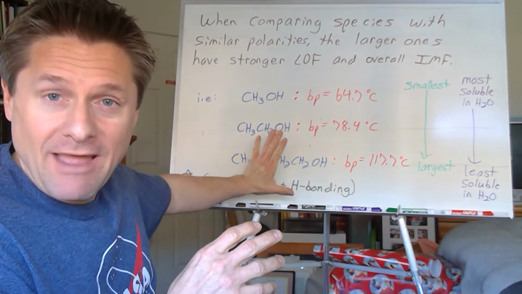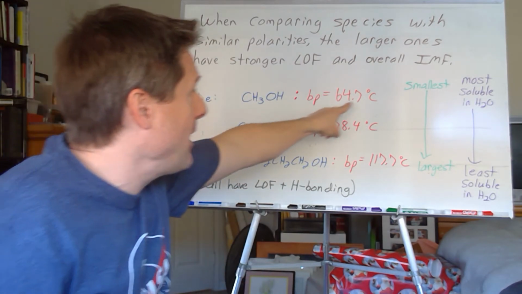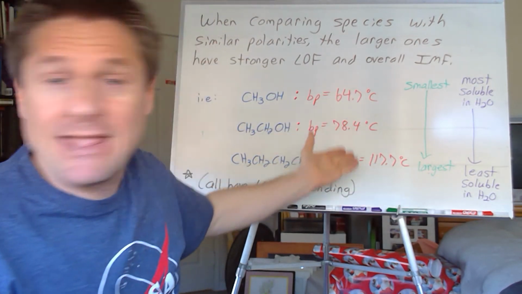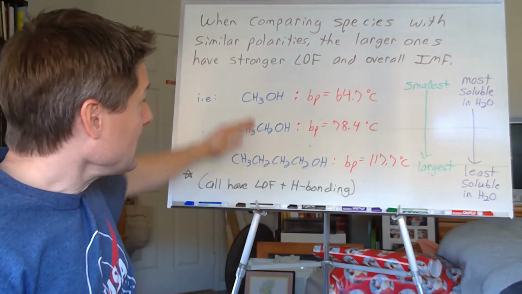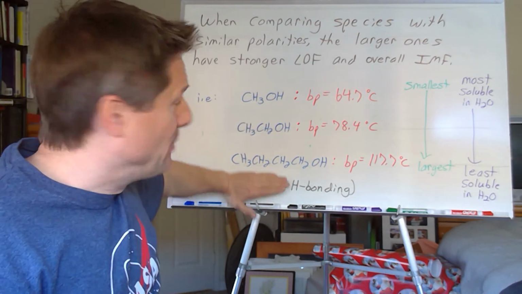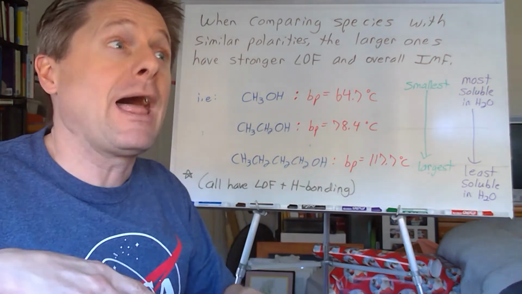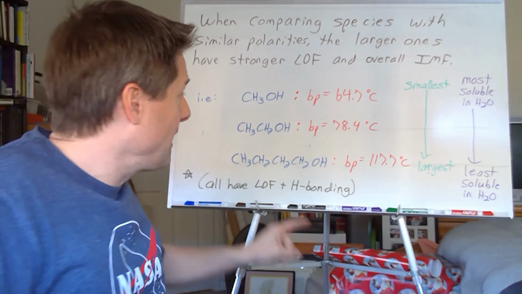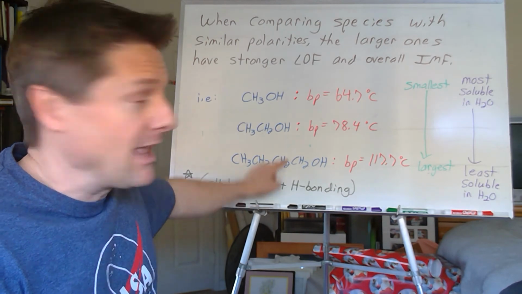Now that we took out that factor, we have to look at the size. Obviously they get bigger going down. So CH3OH is the smallest and the butanol is the largest. You don't even have to calculate molar masses to do that one. You just have more carbon atoms. So as it gets bigger going down, the larger molecule, the butanol, has a larger electron cloud. It's more polarizable, with a stronger instantaneous dipole and a stronger induced dipole. So it has stronger London dispersion forces as it gets bigger.